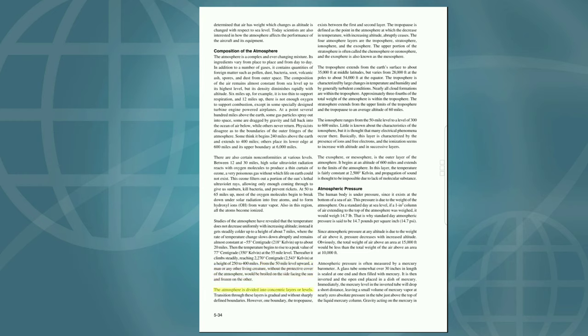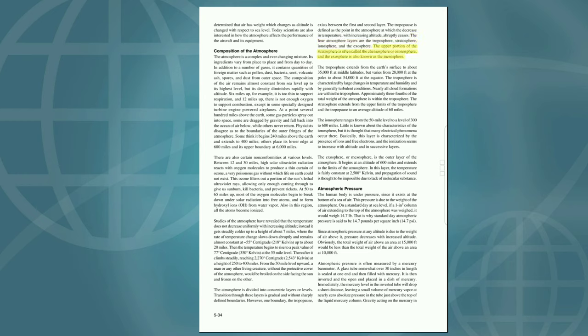The atmosphere is divided into concentric layers or levels. Transition through these layers is gradual and without sharply defined boundaries. However, one boundary, the tropopause, exists between the first and second layer. The tropopause is defined as the point in the atmosphere at which the decrease in temperature, with increasing altitude, abruptly ceases. The four atmosphere layers are the troposphere, stratosphere, ionosphere, and the exosphere.